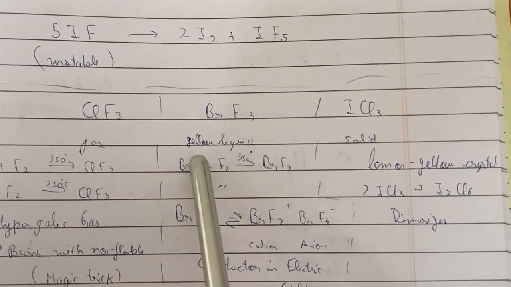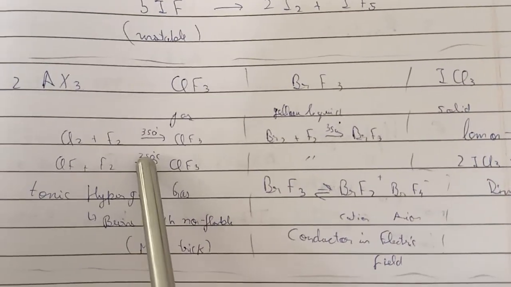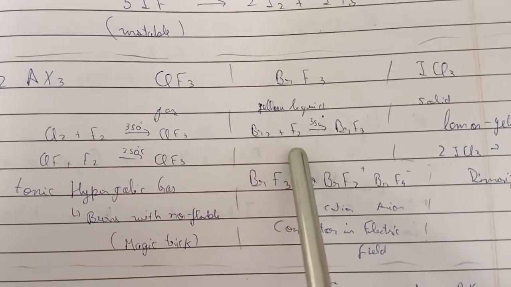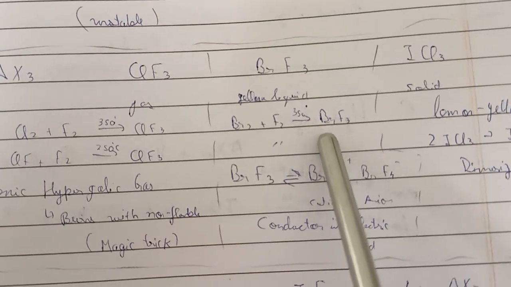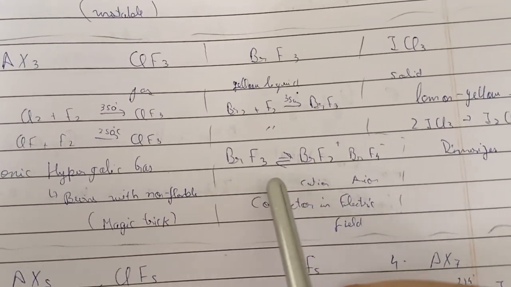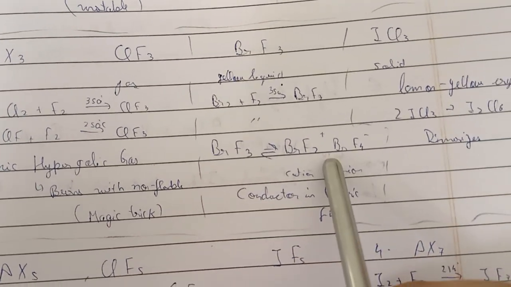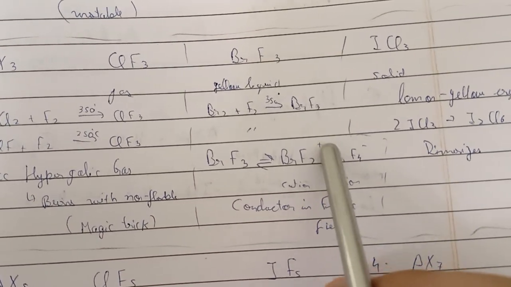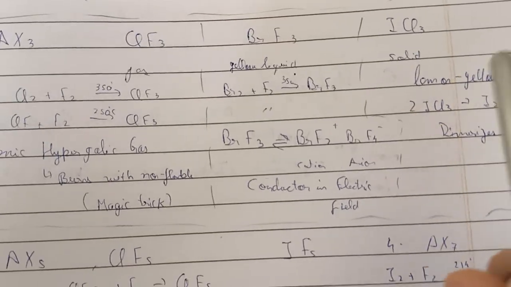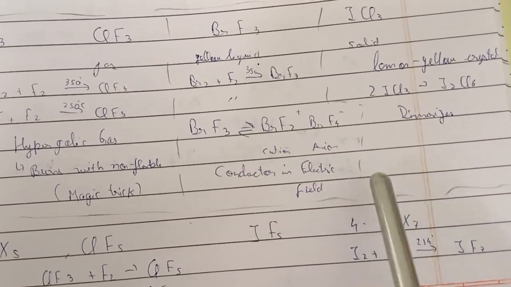Now BrF3 is a yellow liquid, made from Br2 plus F2 at 350 degrees Celsius, or BrF plus F2 at 250 degrees Celsius. In the liquid state, when electricity is passed through it, it becomes a conductor and breaks down into BrF2+ and BrF4-. Pretty simple: cationic and anionic parts, a conductor in an electric field.